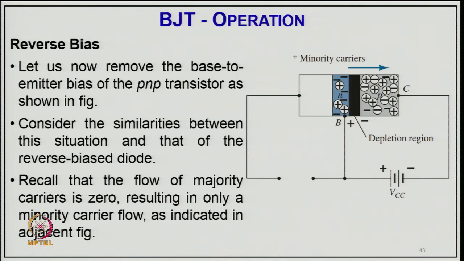Now, let us remove the base to emitter bias of the transistor as shown, and consider the similarity between this situation and that of a reverse bias diode. Recall that the flow of majority carriers is now 0, resulting in only the minority carrier flow as indicated here. So, it is only minority carriers that flow, because the positive polarity is connected there.